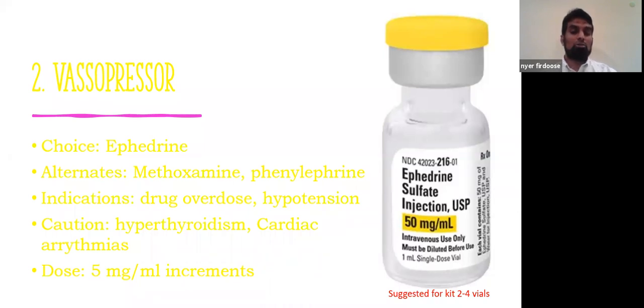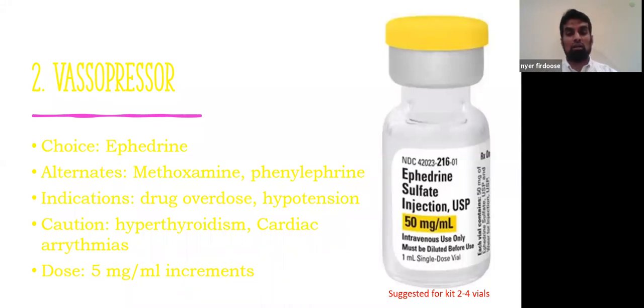There are certain precautions to be taken. Ephedrine is used with caution in patients with hyperthyroidism, bradycardia, or even partial heart block, myocardial disease, and also atherosclerosis. The dose of methoxamine is 10 milligrams per ml, and phenylephrine is 10 milligrams per ml, given either IV or intramuscularly, whereas ephedrine is 5 milligrams per ml given incrementally.